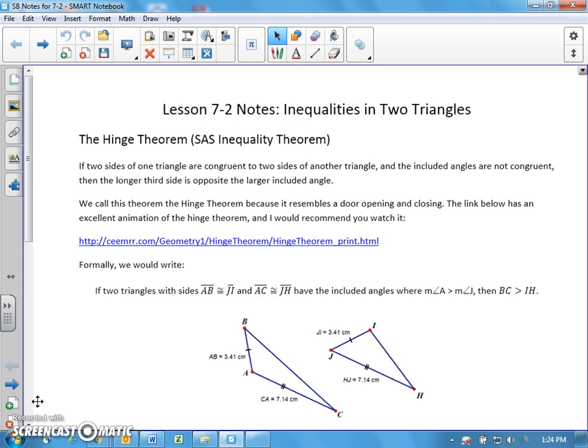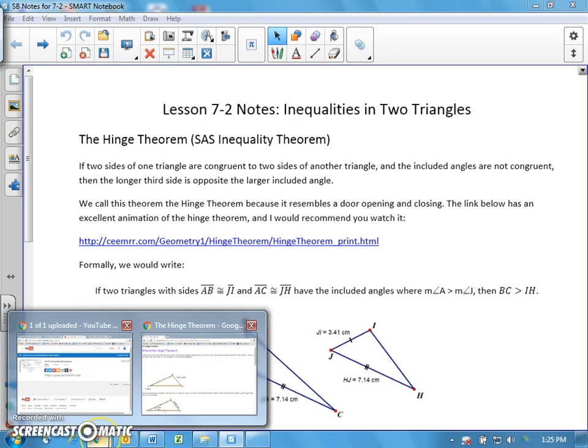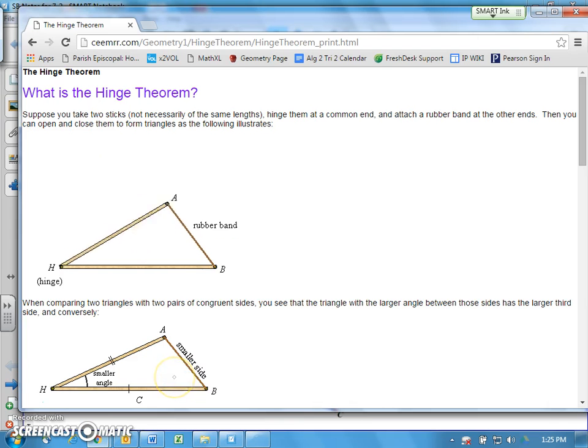Let's take a look at the animation in the link. Okay, suppose you take two sticks, not necessarily the same length, hinge them at a common end and attach a rubber band at the other end. Then you can open and close them to form triangles as you see in the picture. If you notice, the more it's open, the longer that rubber band has to stretch.